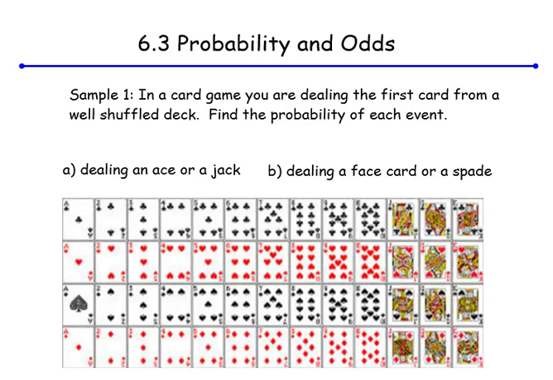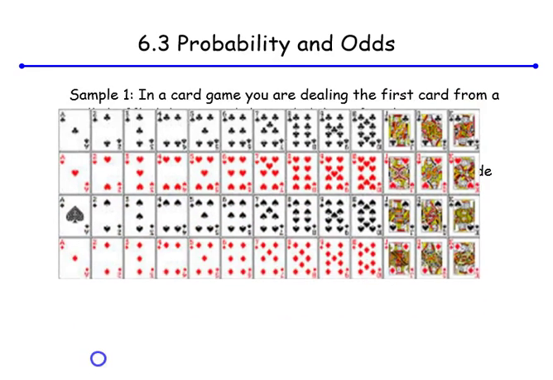This lesson is on probability and odds. So let's start with our first sample. In a card game, you're dealing the first card from a well-shuffled deck. Find the probability of each event. In the first one, we want to know the probability of dealing an ace or a jack. So we want to find all of the favorable outcomes first.